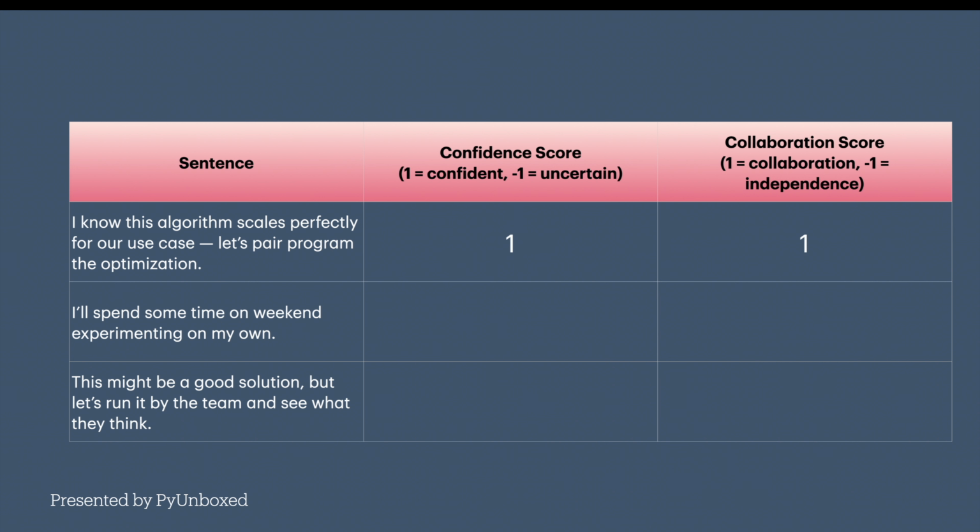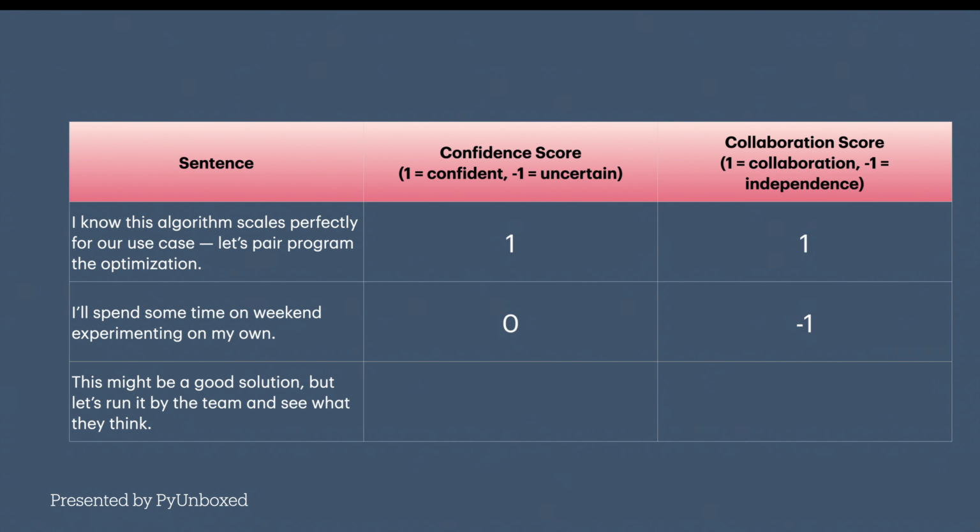Okay, let's go to the next sentence. "I'll spend some time on the weekend experimenting on my own." This doesn't sound confident or uncertain because it is completely about working alone. So here we will give a confidence score of 0 because we are not sure of uncertainty or confidence. Also, this clearly indicates that they want to work alone. So the collaboration score will be -1.